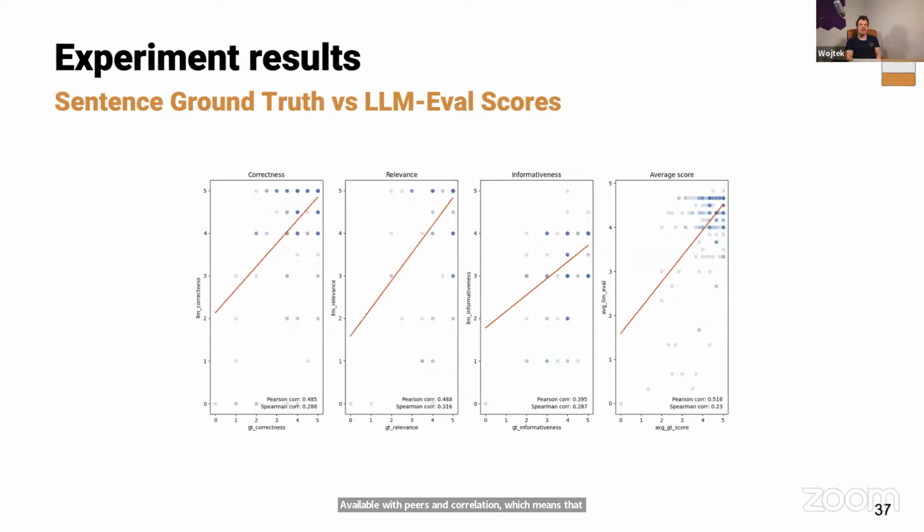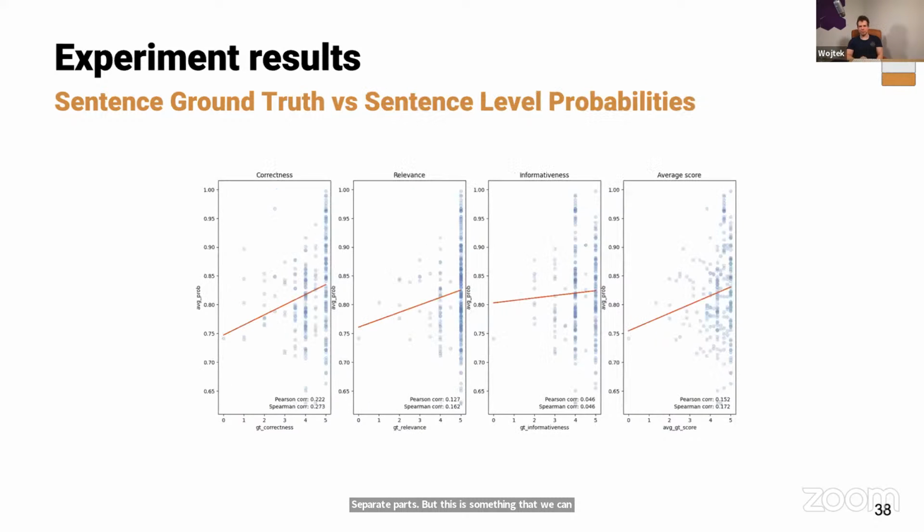So it's useful, but it's not a complete answer. The same with relevance. And interestingly, if we look at the average, it has slightly higher correlation than any of the separate parts. But this is something that we can already use, and we'll be able to catch quite a lot of hallucinations, but not all of them.